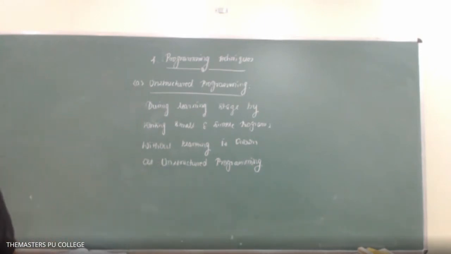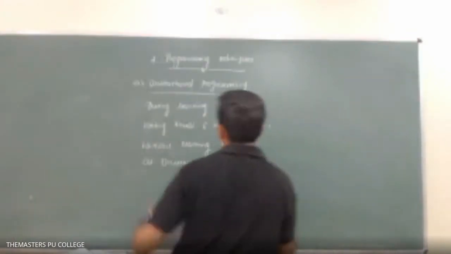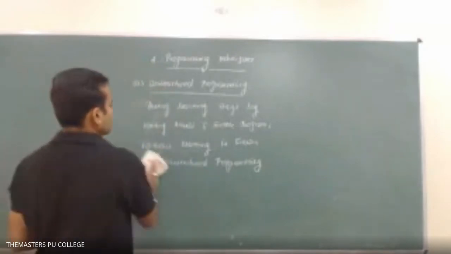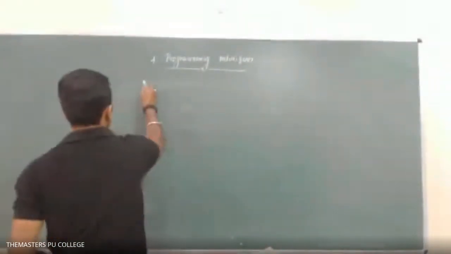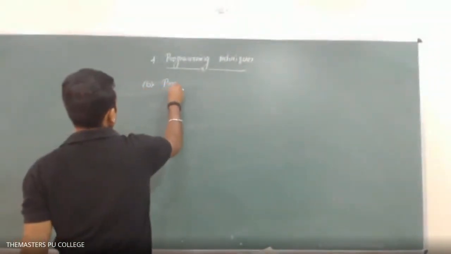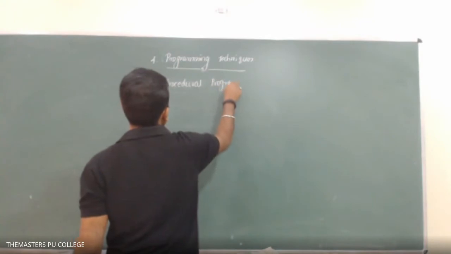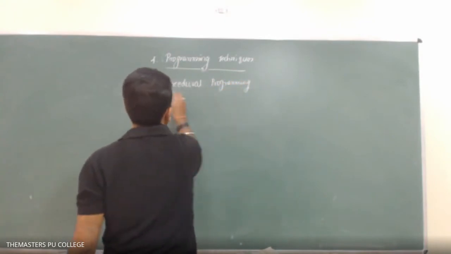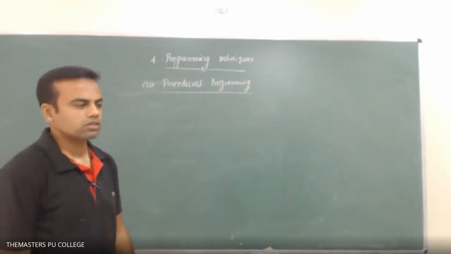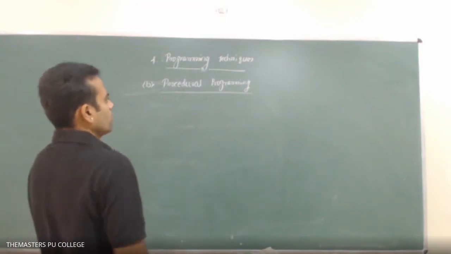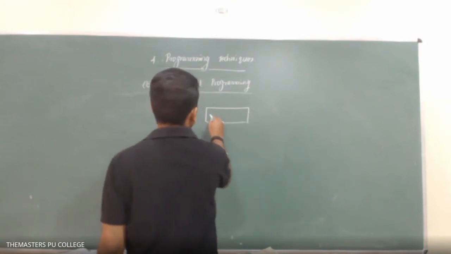Procedural programming. In this programming technique, the next one, B, procedural programming. The best examples for procedural programming are C, Pascal, Algol. These are all high-level languages, which we used in third generation computers.